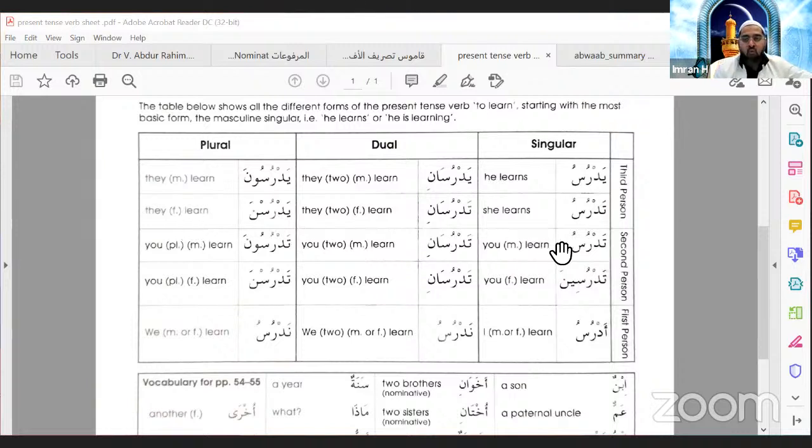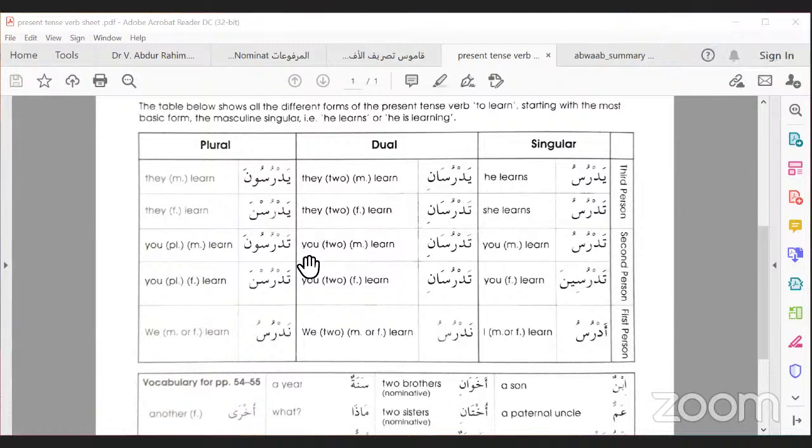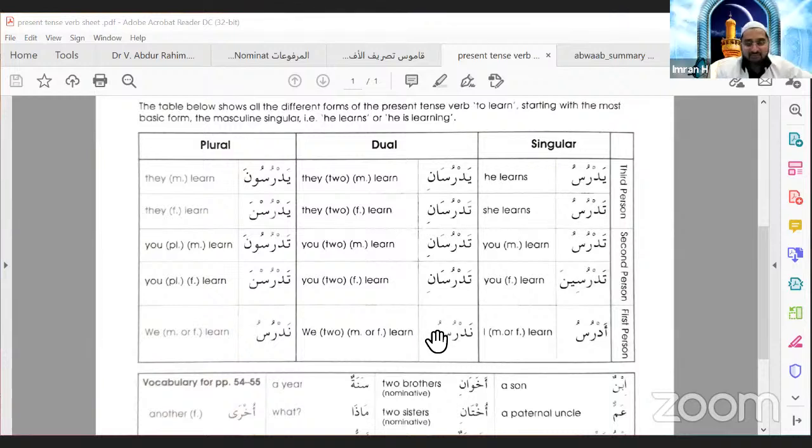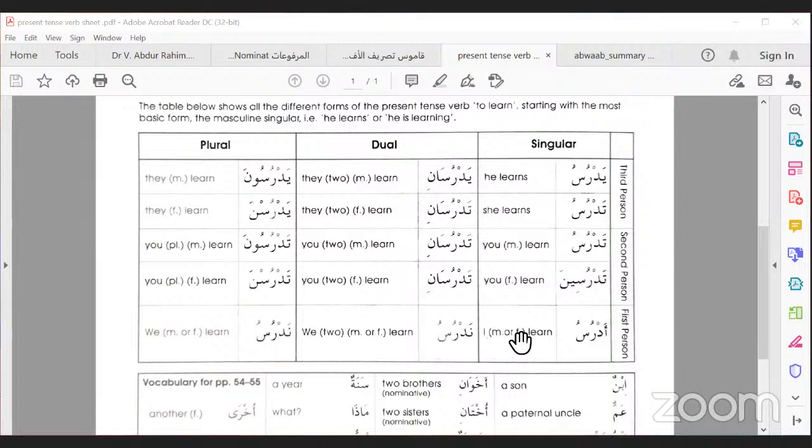So if you do you one male learn, it's tadrusu. Or you could go to the singular itself, you one female learn, tadrusina. And then you could go, you all male learn. If you do it this way, it allows the student. Otherwise, if you want to confuse the student, the way you did it was perfect. It's okay. No, noted. So to be more methodical. Exactly. I understand. But it's okay. Farwa was good, even though I tried to catch her out. She was good.